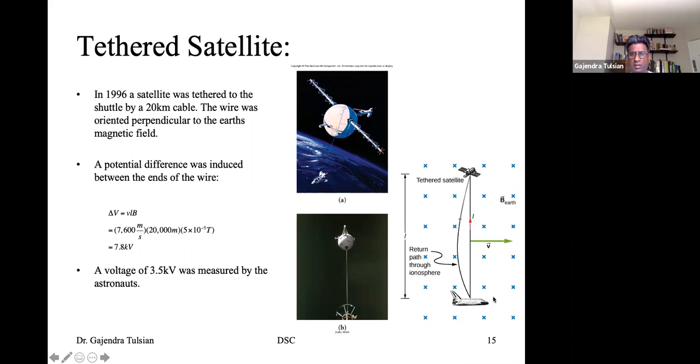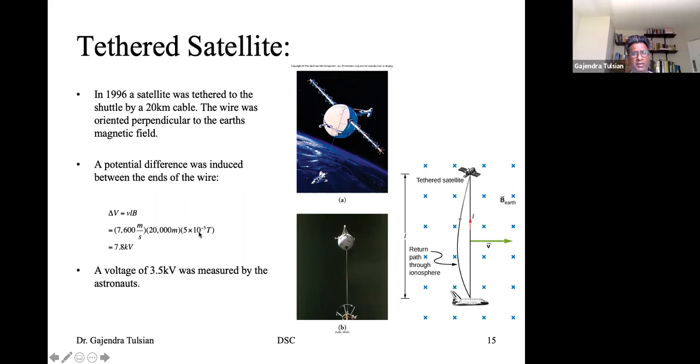And so here's the space shuttle in orbit. And the space shuttle used to go roughly 18,000 miles an hour. And here was a satellite tethered to the space shuttle via a 20-kilometer cable. Okay. So the velocity of the space shuttle was about 7.6 kilometers per second. The cable length was 20 kilometers. Okay, 20 kilometers. So L is 20,000 meters.